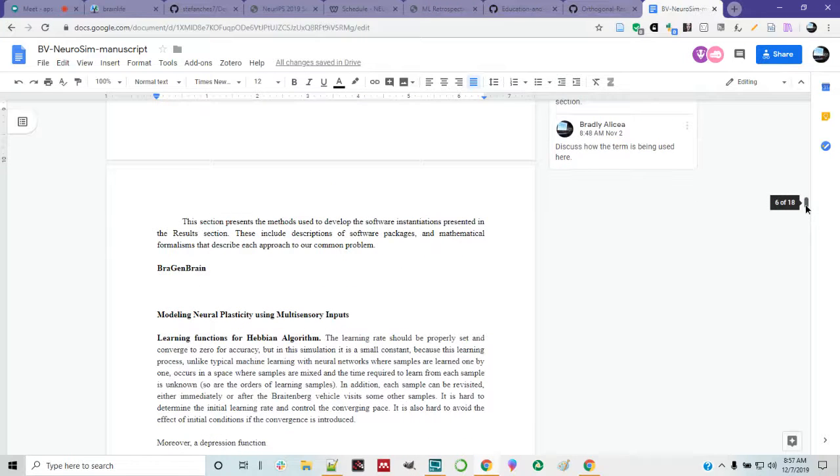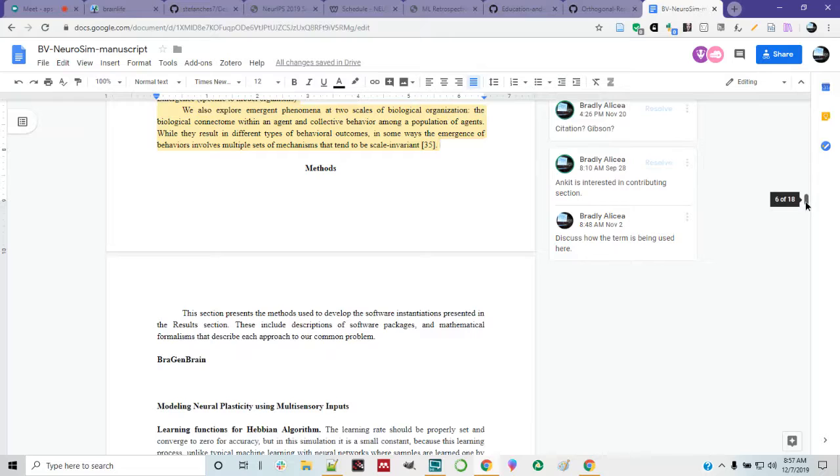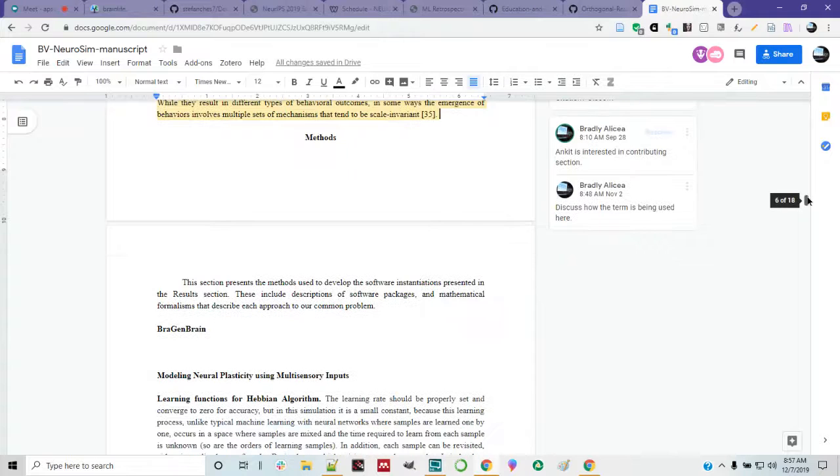Then we have some methods, and this is the thing I wanted to bring to Stefan's attention. I have two things that I need you to contribute. I need methods for your project, and I don't know how much different it needs to be from what you wrote up for Summer of Code. It might be a little bit different, but it needs to be a description of the methods that you use.